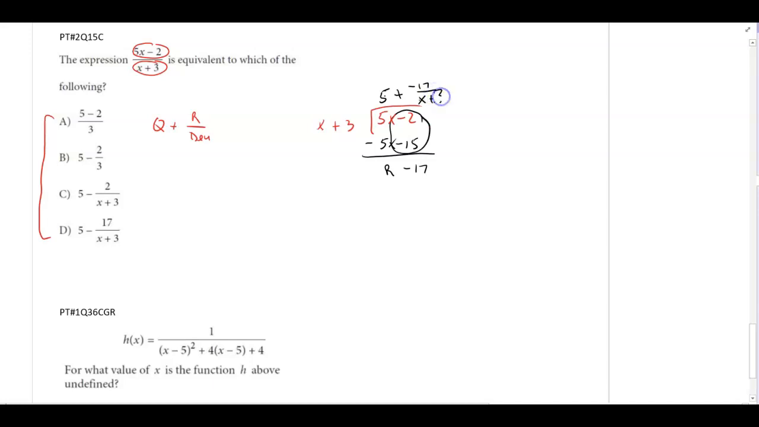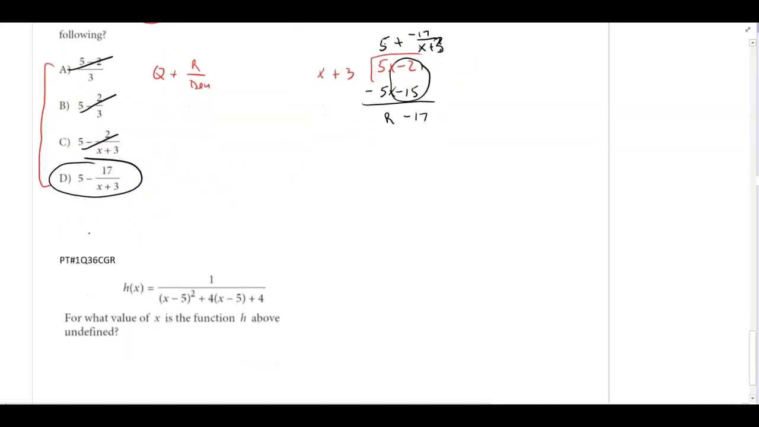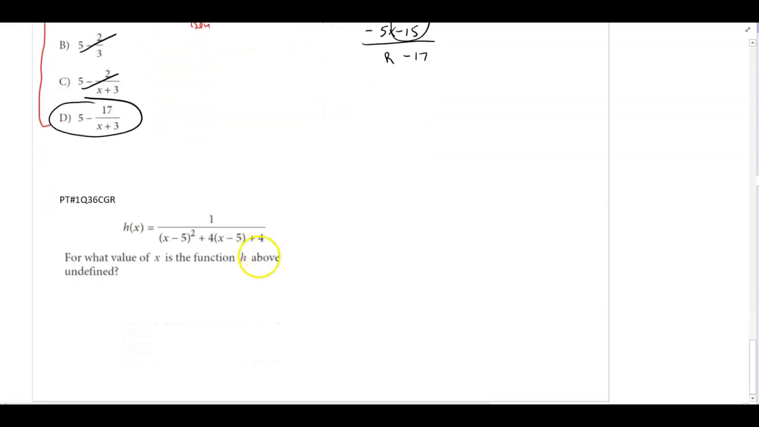Now, as you see, this is not one of your answer choices, because what they do here doesn't make sense. But minus 17 over x plus 3 is the same as plus negative 17 over x plus 3, which is letter D. And the last one here.